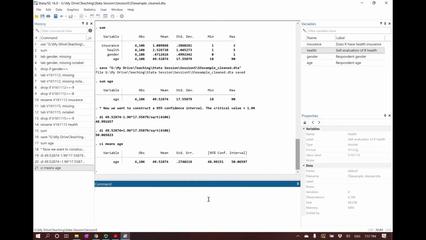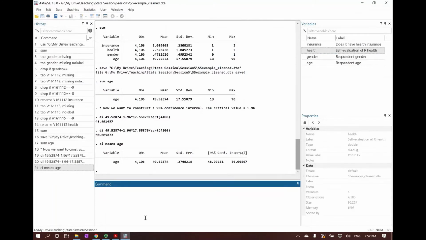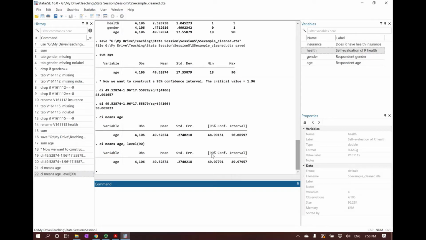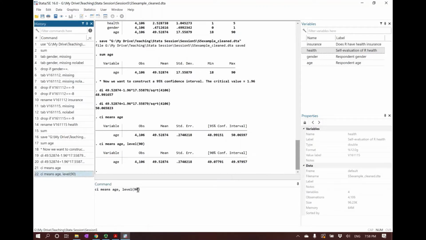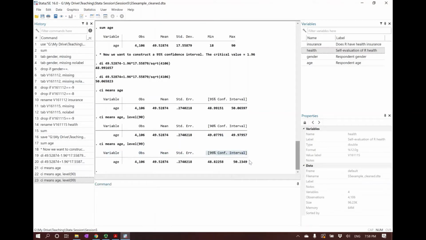Okay, so we do have some other options. For example, if you'd like to construct the 90% confidence interval or the 99% confidence interval, you just need to give an option and override the 95% default. The way you do that is just CI means age, level 90. So you got the 90% confidence interval. If you calculate CI means age, level 99, you got the 99% confidence interval. Okay, so these are just very easy ways to calculate a confidence interval.